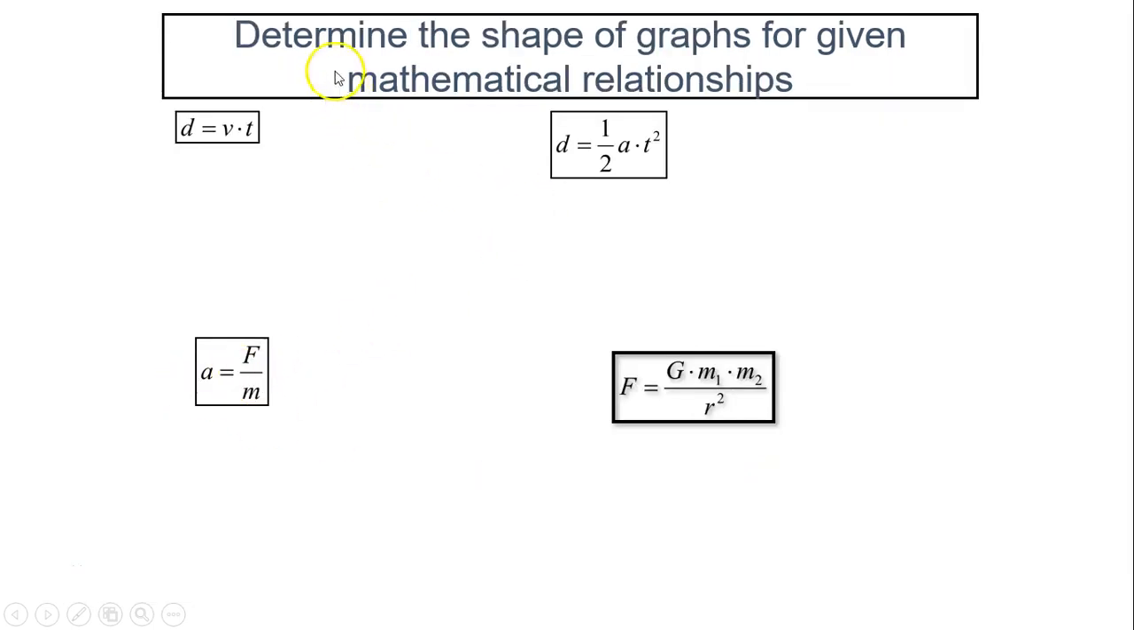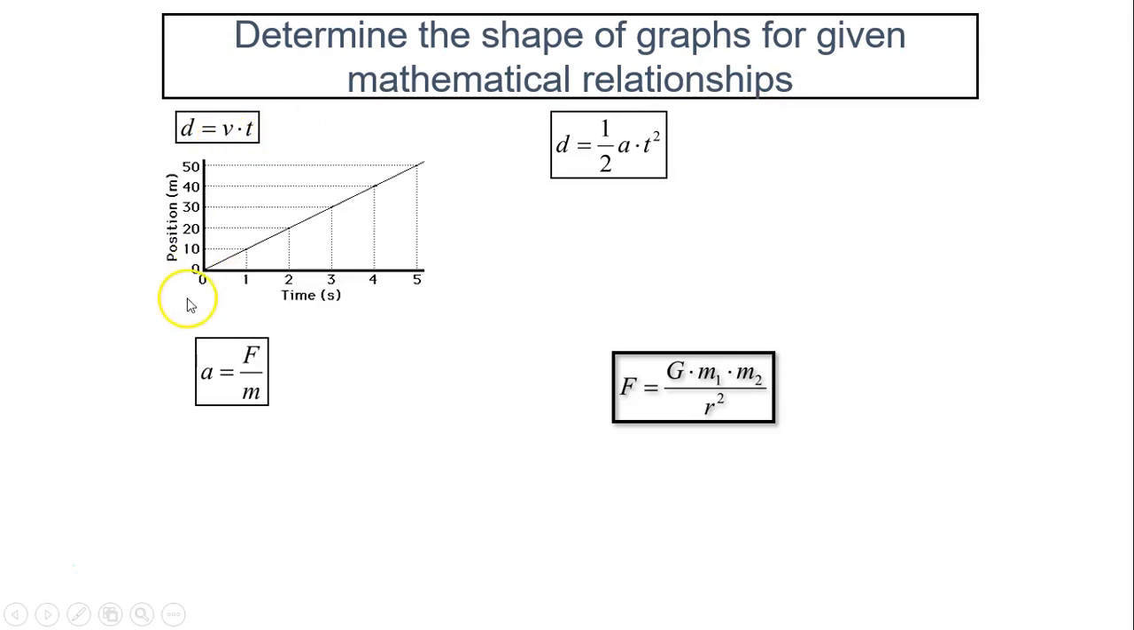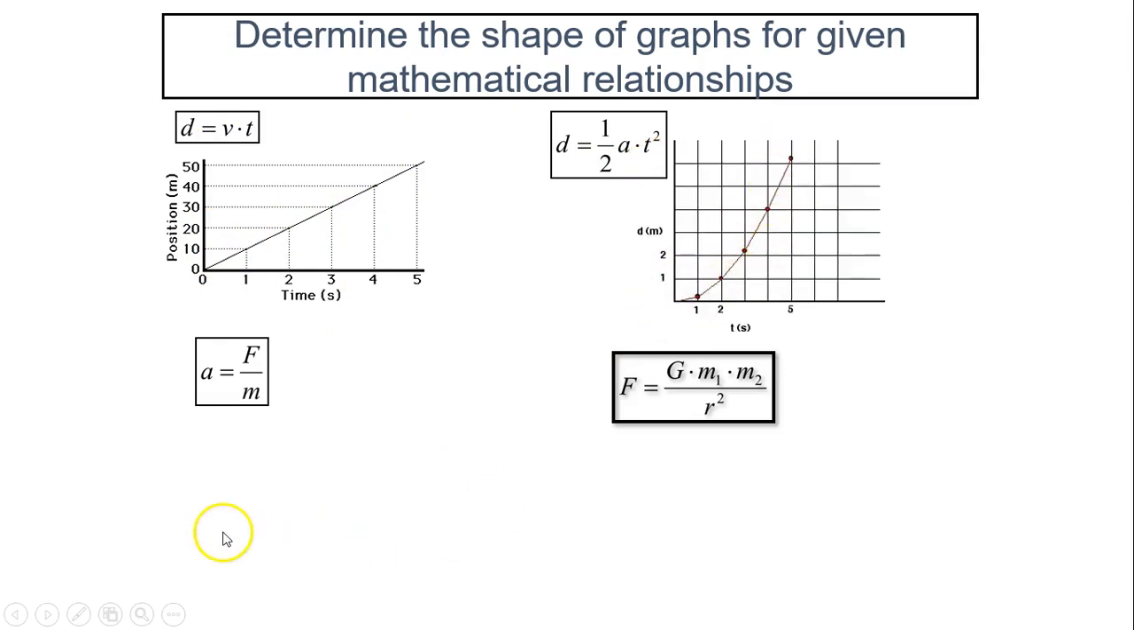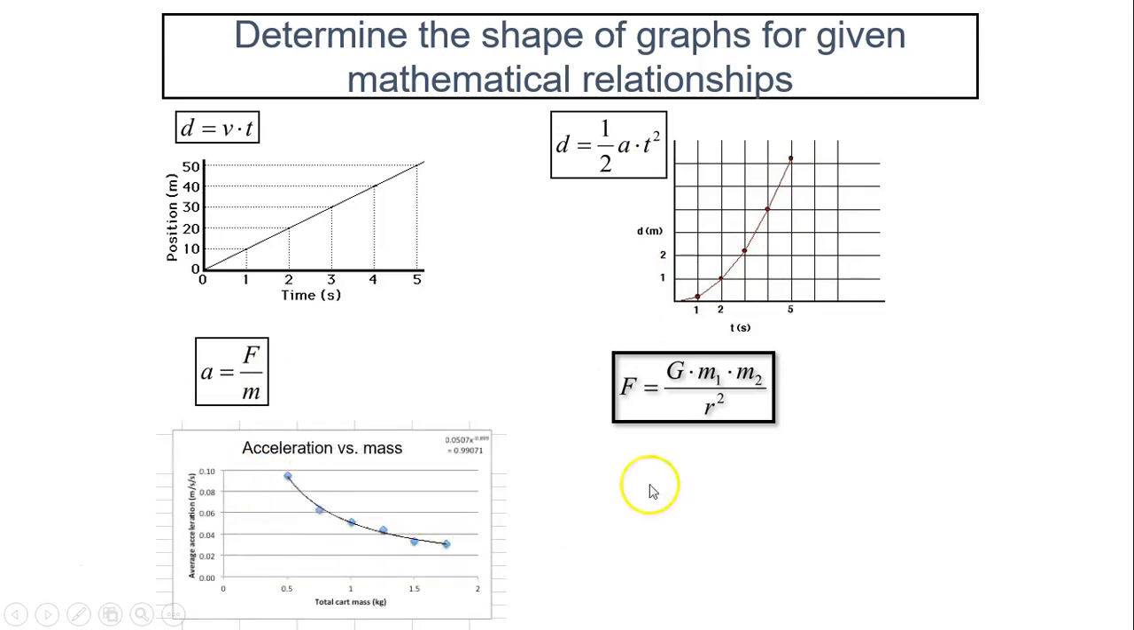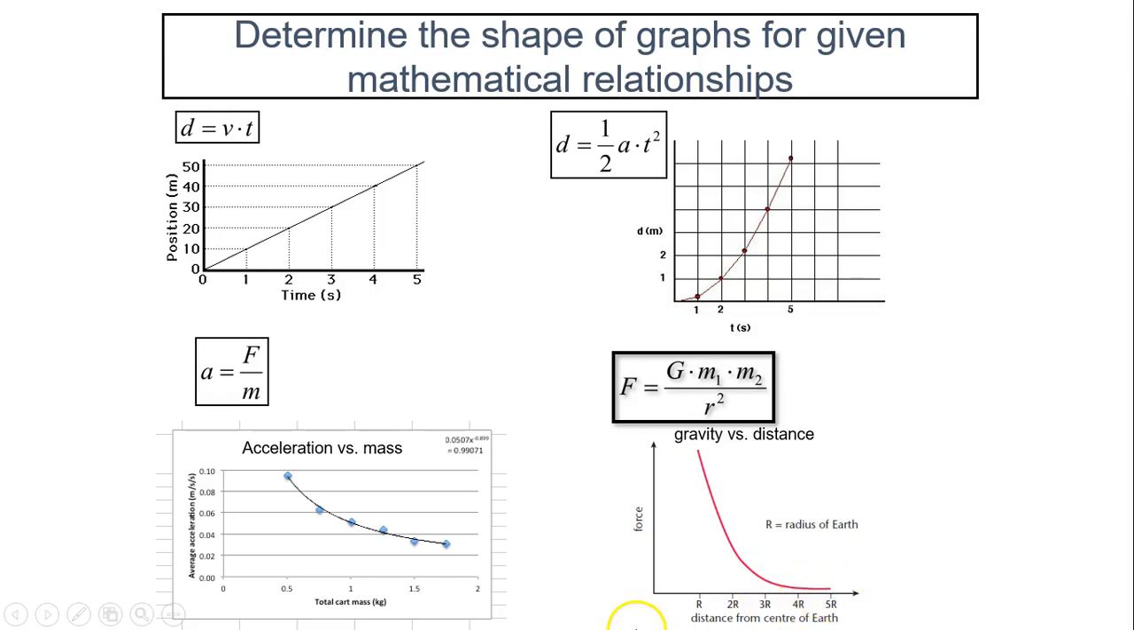Let's take a look at an example. Determine the shape of the graph for a given mathematical relationship. The first, this is a direct relationship. We just assume v is positive. You should have a graph that looks like this. Direct squared looks like a parabola. Inverse looks like this. This inverse squared again comes down near the bottom.